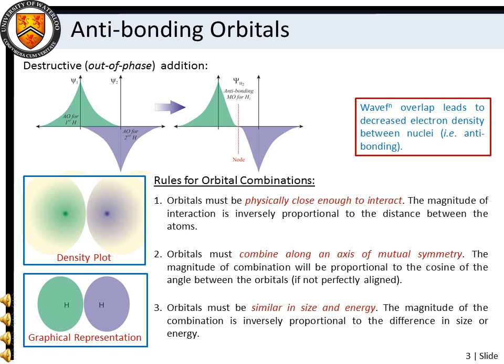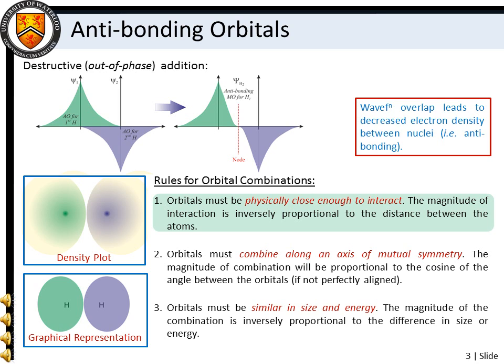When combining atomic orbitals to produce molecular orbitals, we can define some rules or guidelines that should be met. First, orbitals must be physically close enough to strongly interact. In principle, atoms separated by an infinite distance can interact with one another, but wave function overlap will be minimal since the magnitude of interaction is inversely proportional to the distance between the nuclei. Of course, if nuclei come in too close contact with one another, they will repel.